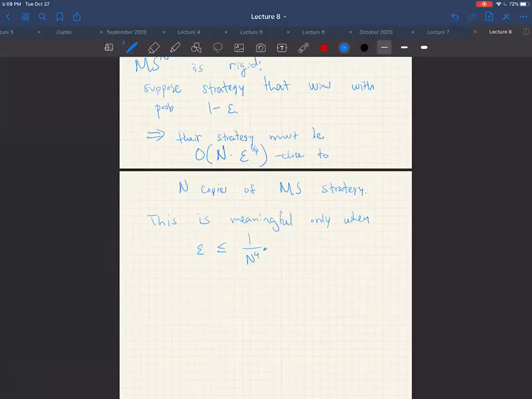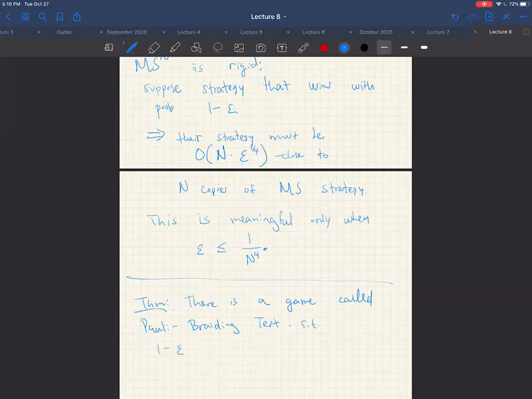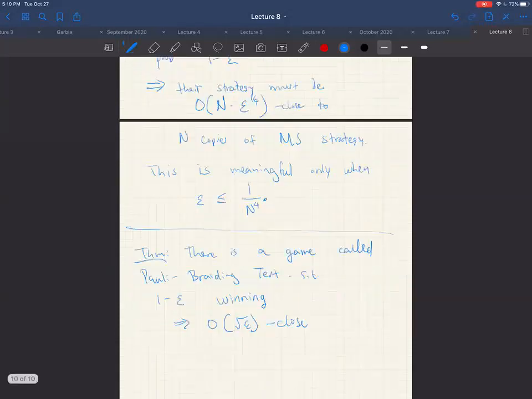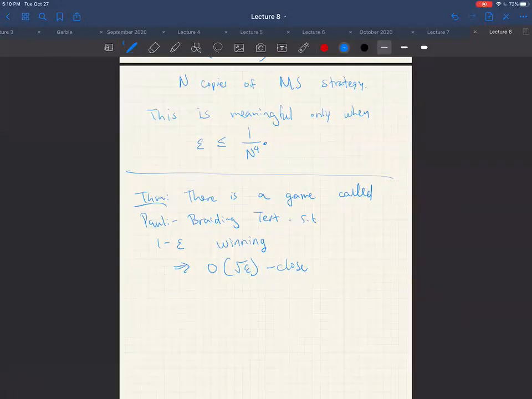But people have worked to create more sophisticated non-local games that can certify N EPR pairs, where the robustness, like this closeness value, does not depend on N at all. So I'll just write one thing. There is a game called the Pauli braiding test that's much better in this regard. If you win with probability 1 - epsilon, then you're actually going to be square root epsilon close to N EPR pairs, no matter what N is. So this is a much more useful kind of non-local game.